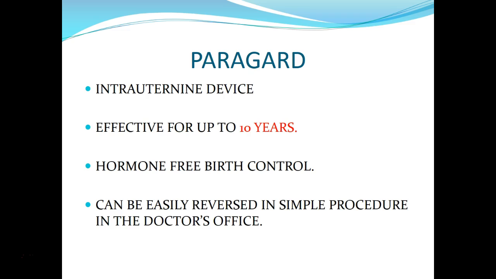Another one is called the Paragard, and this is an intrauterine device, or an IUD, that's effective for up to 10 years. This is a hormone-free birth control method. And this can also easily be reversed in a simple procedure at the doctor's office. And I'm not totally sure about this, but normally the hormone-free birth controls, or IUDs, are made of copper, I believe. And I think that is what provides that contraceptive protection. But don't quote me on that. I'm not completely positive.